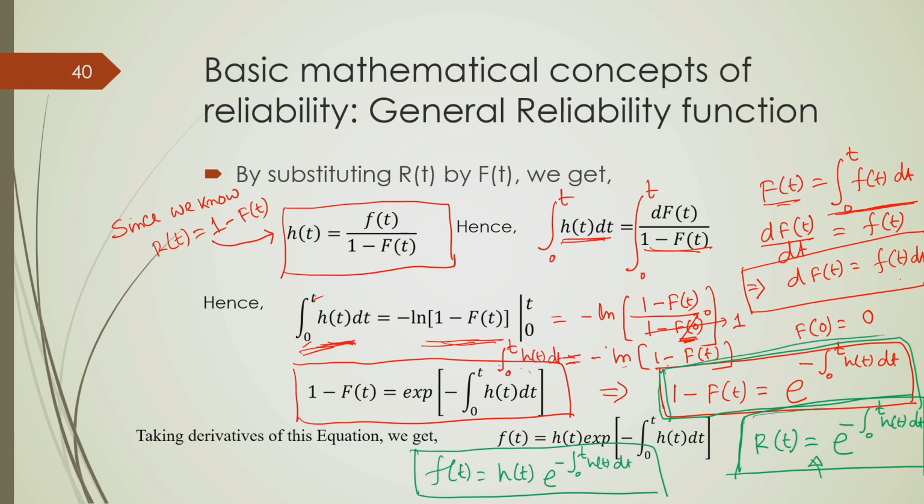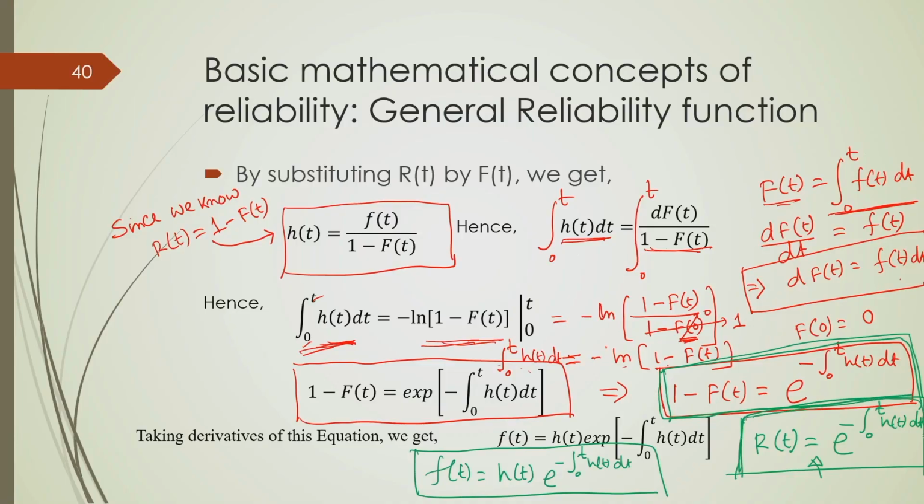One is this equation which relates this failure distribution function with the instantaneous hazard rate, and this is the second important relationship which gives the reliability function R(t). Of course, it is also an instantaneous reliability function as a function of instantaneous hazard rate, and this gives the relationship of the failure probability density function as a function of instantaneous hazard rate. Now, we will be doing some further analysis on these three equations.